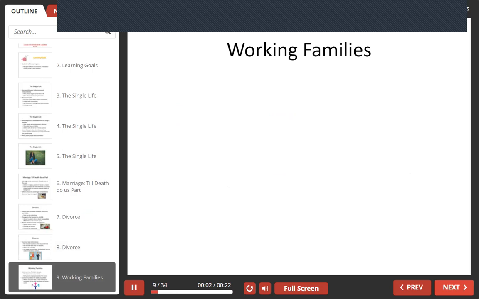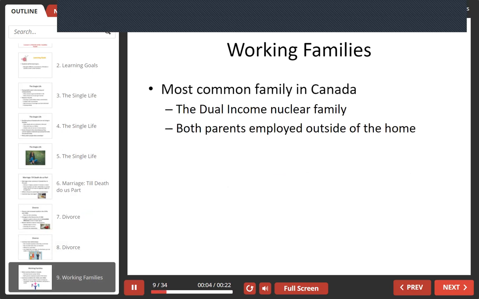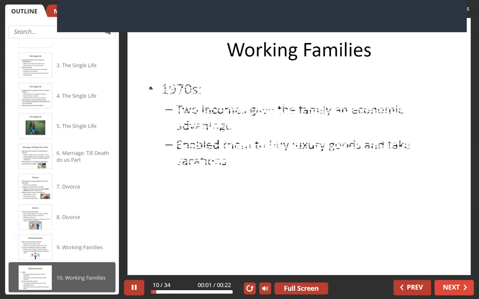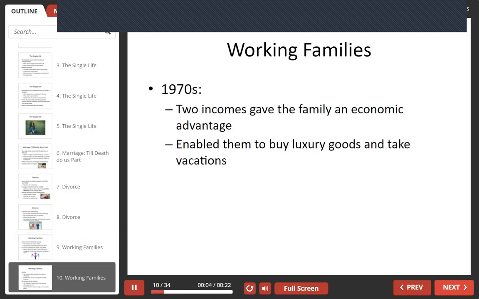So working families are the most common family in Canada. The dual income family, to be more exact, where both parents are employed outside of the home. Contrary to before the 1960s, women are just as likely as men to choose an occupation, to plan their education, and pursue a career. In the 1970s, two incomes gave the family an economic advantage. It enabled them to buy luxury goods as well as take vacations.